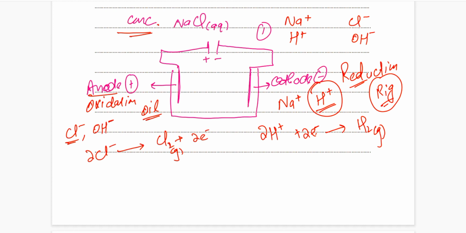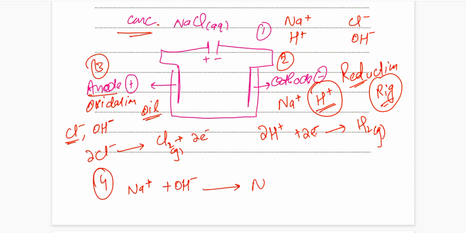So the fourth step is the remaining. This was the first step, this was the second step, this is the third step, and this is the fourth. In the fourth, we have Na plus, which is the remaining from here, and hydroxide from here. So what will be formed? NaOH will be left over here, and this will be aqueous.